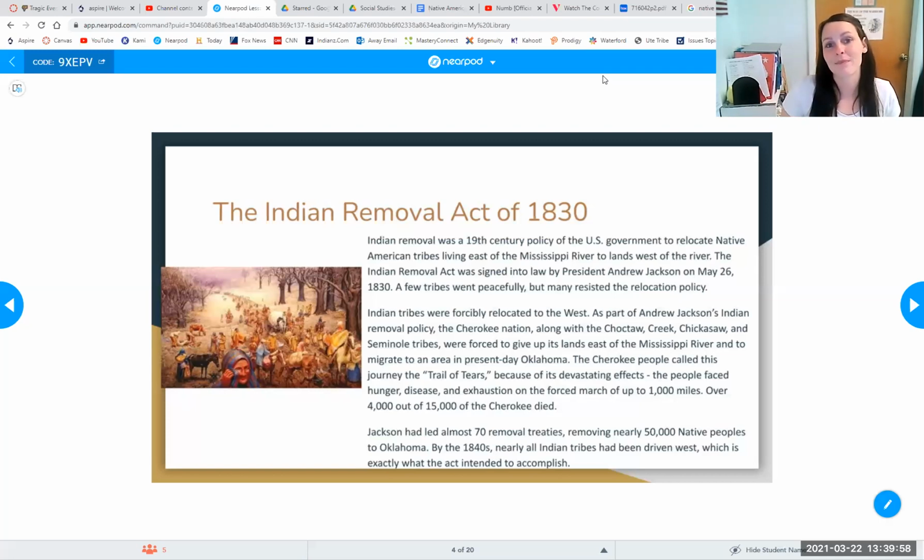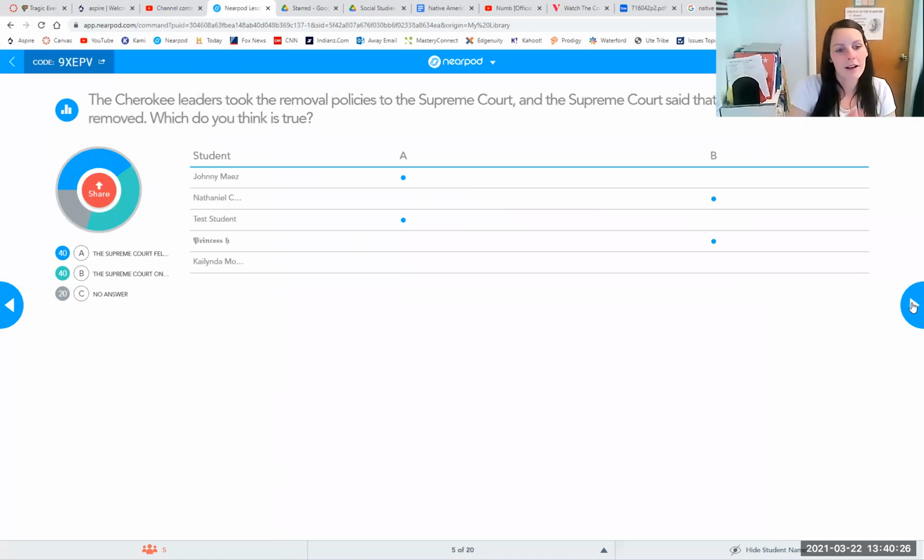But guess what? Andrew Jackson did it anyways. And I'm going to paraphrase, of course. I should get the exact quote, but he basically said, the Supreme Court can say it's unconstitutional, but they can't make me follow it. That's pretty much what he said. So it happened anyways. Even though the Supreme Court said it was unconstitutional, they were still removed.